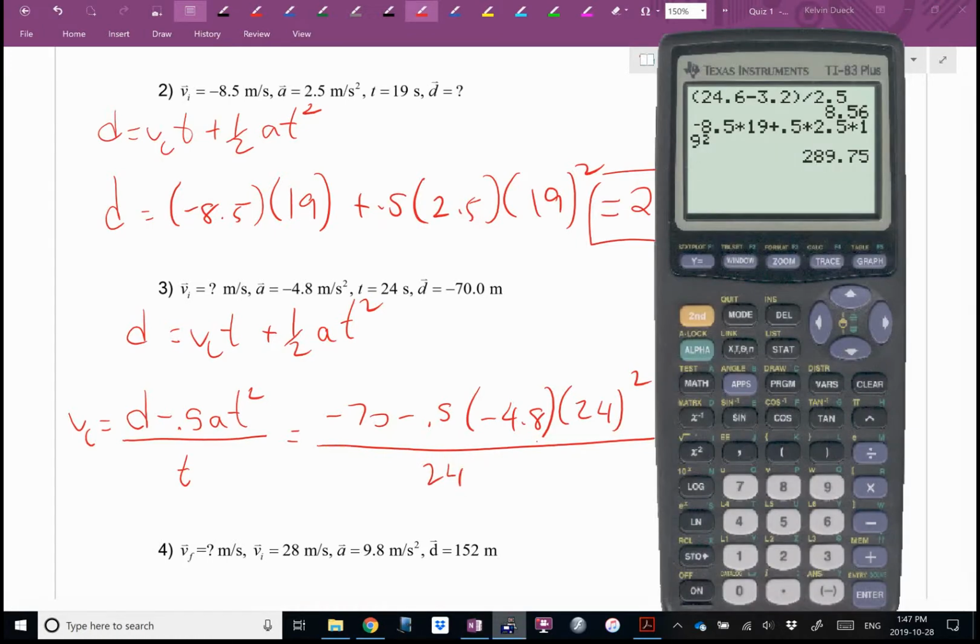Is this a fraction? Yep. More than one thing on the top, brackets. Negative 70 minus 0.5 times negative 4.8 times 24 x squared button. Negative 70 didn't show up. Good catch. Divided by 24. Did I make any other mistakes? I don't think so. You get 54.683. I'll go 54.7. Yep.